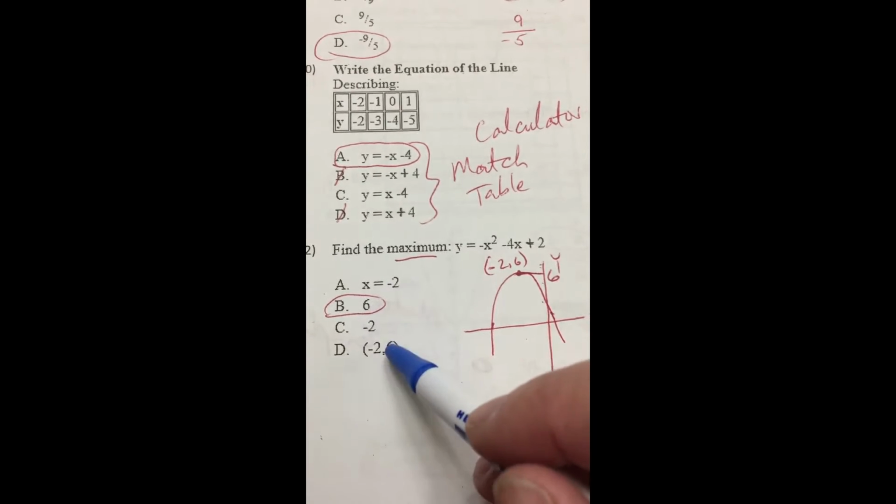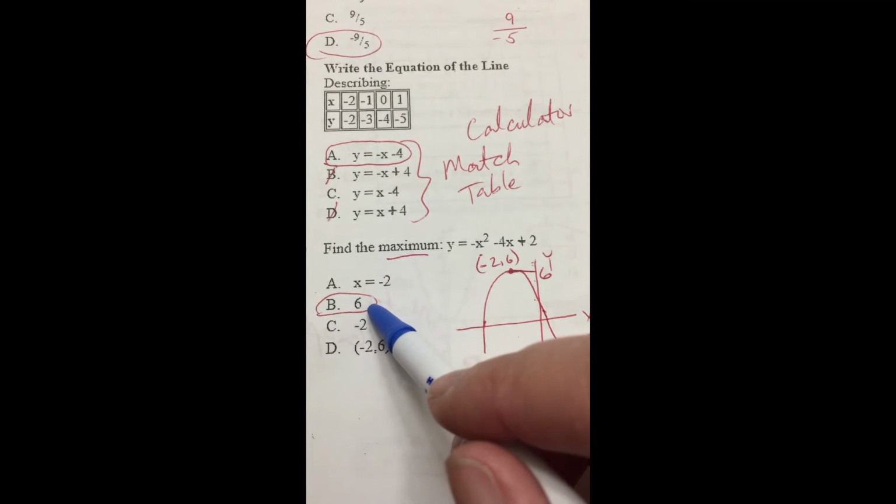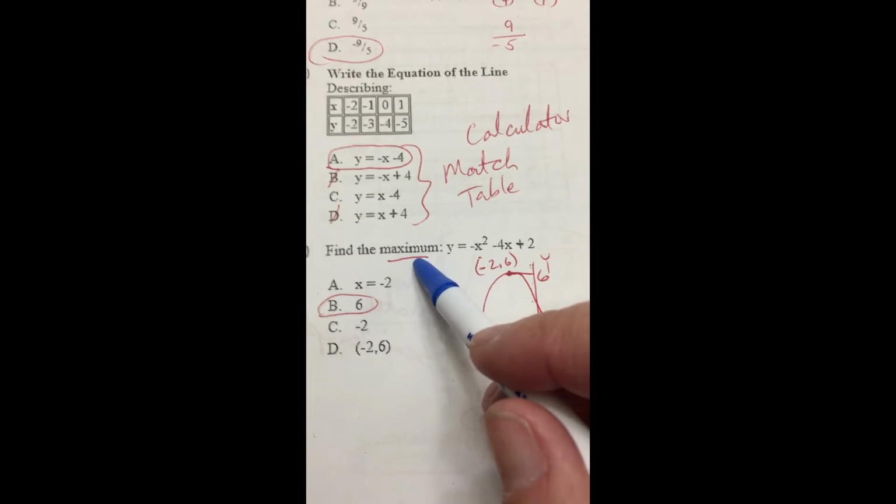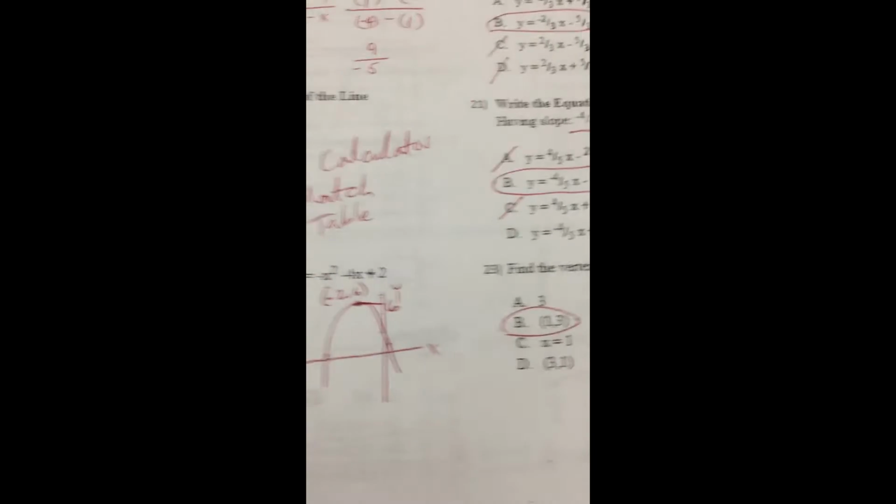So that's what we want. We don't want the vertex. We want the y number in the vertex. Okay, we want how high it went. Max and min are y numbers.